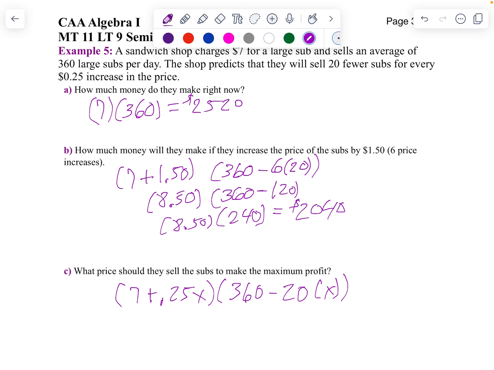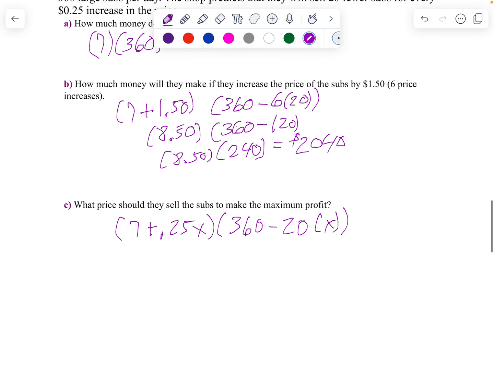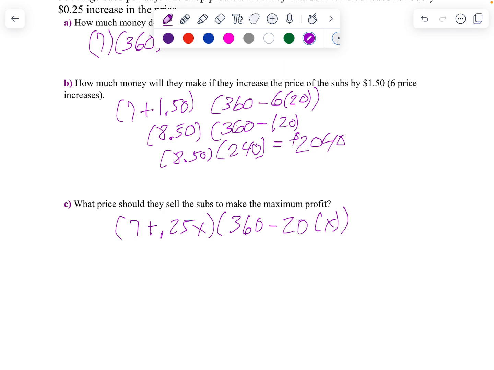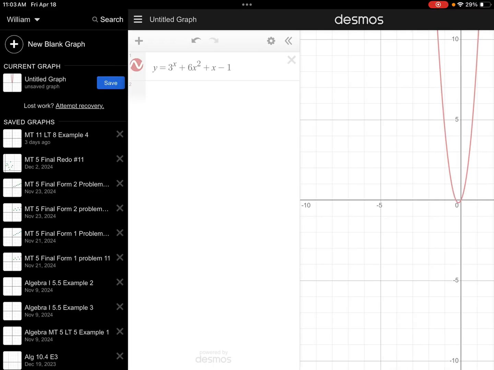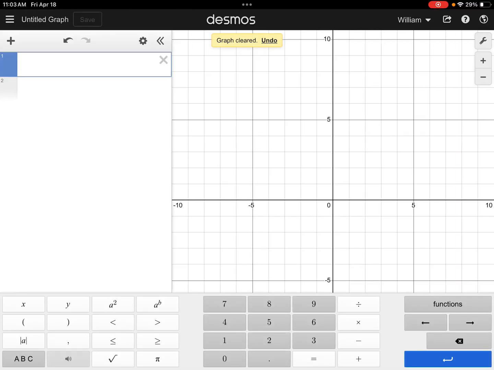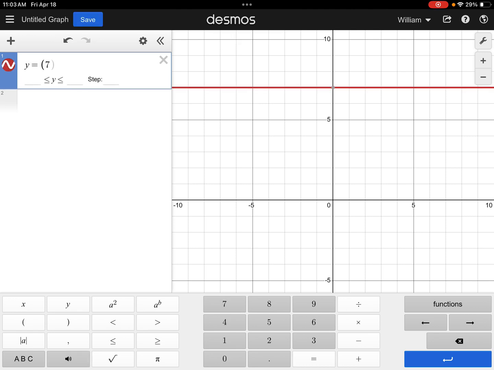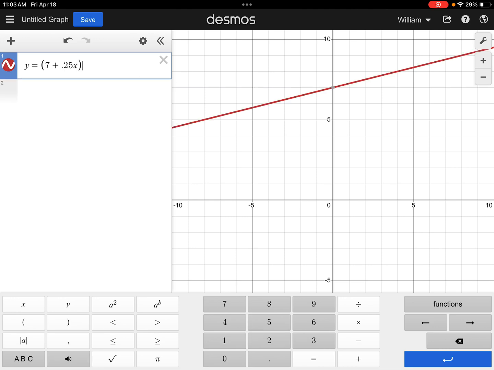So let's graph that. And we can find it because notice it's going to be a quadratic, because x times x is x squared. So I can graph that. So let's go y equals, let me clear out my last thing in here. We'll go y equals 7 plus 0.25x, that's how much money we're going to be charging, times 360 minus 20x.